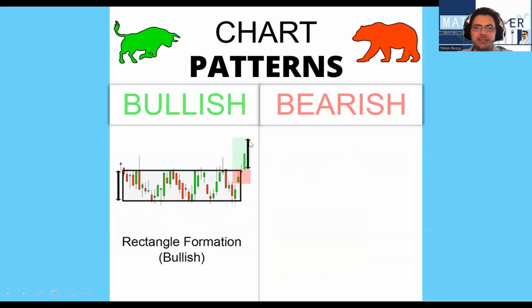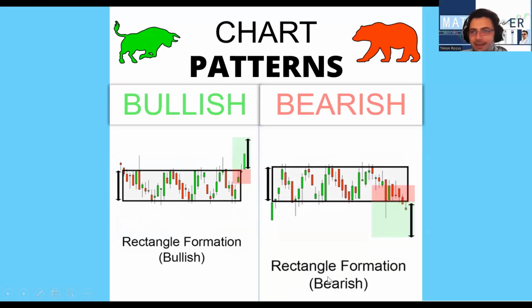The rectangle formation, bullish. So we've already done this before. You wait for the price to form in a rectangle formation. The price breaks above the resistance where you get in. You set your stop loss, sometimes at 50% of the rectangle formation. If it's a small rectangle formation, then set your stop loss below the entire formation, but make sure the take profit is twice as much as what you're willing to risk.